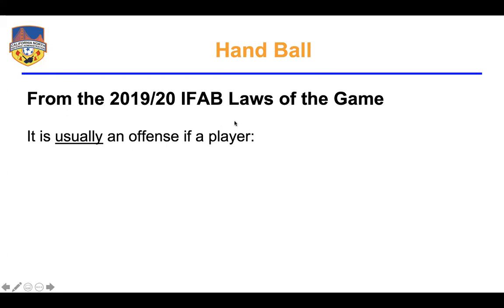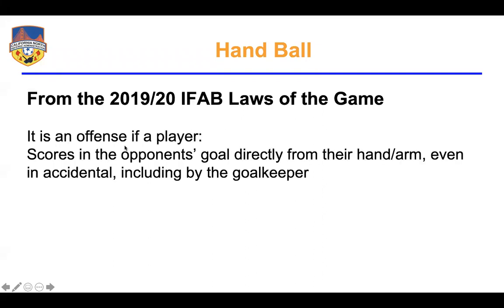So again, with this, we want to be really, really clear. Scoring the opponent's goal directly from their hand or the arm, that's referencing the attacking player, not the defending player. So that scenario would not exist for the defending player.